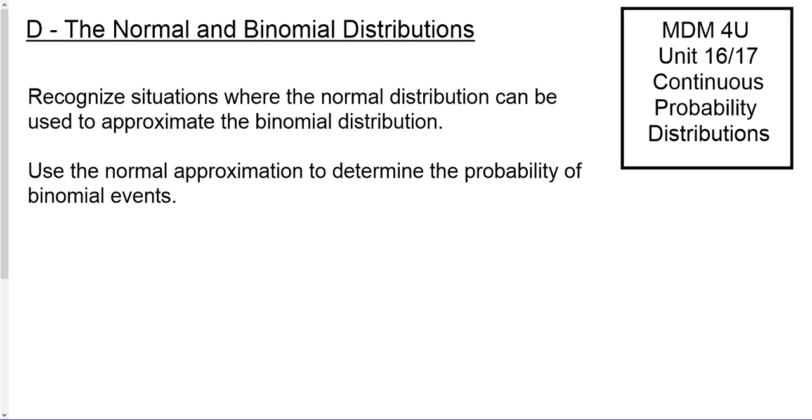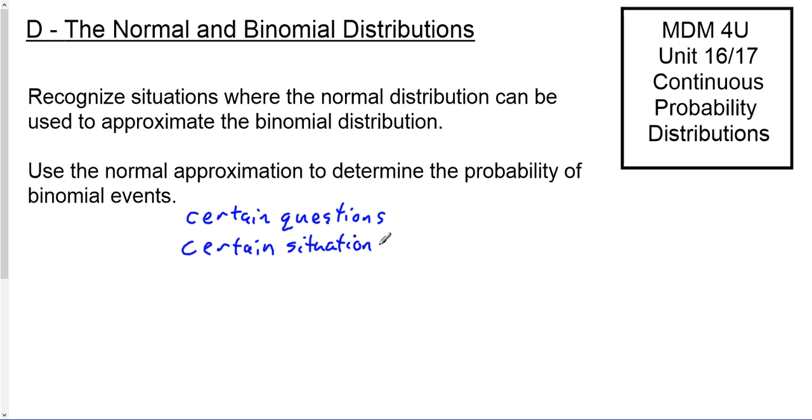We're going to find that for certain types of problems where it would be hard to find the probability using the binomial distribution, we can instead use the normal distribution, which is sometimes easier to apply. And of course we're going to use the normal approximation to determine the probability of binomial events. Keep in mind that this is only going to happen for certain types of questions, and it only applies in certain situations, because we're going to find that the normal approximation isn't always a good one.